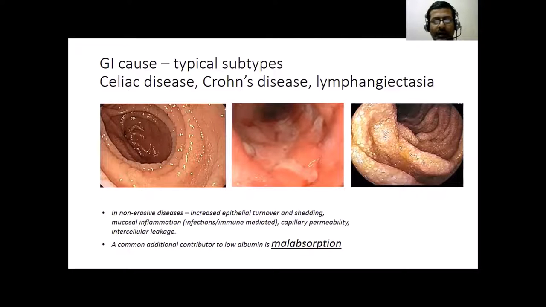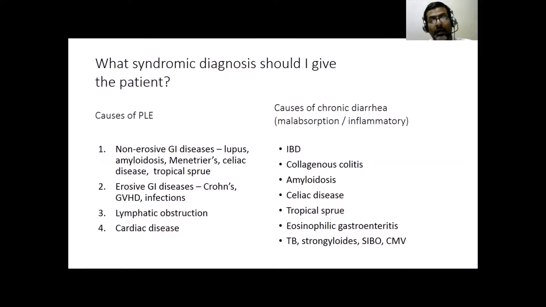I always used to wonder, how can non-erosive diseases lead to protein leak? Well, there are many mechanisms, and it can be because of increased epithelial shedding, loosening of the tight junctions, capillary permeability, and inflammation. Many of these diseases have an additional factor, which is malabsorption. It is important to remember this because you might see a patient who's got predominant pedal edema and not much of GI symptoms, or the other way around. You have predominant GI symptoms and not much of pedal edema, but just hypoalbuminemia.